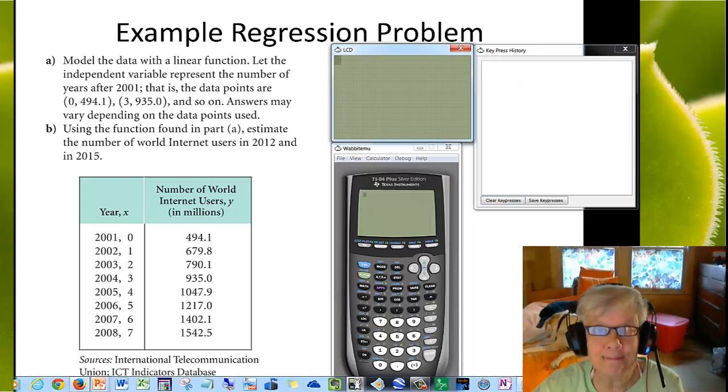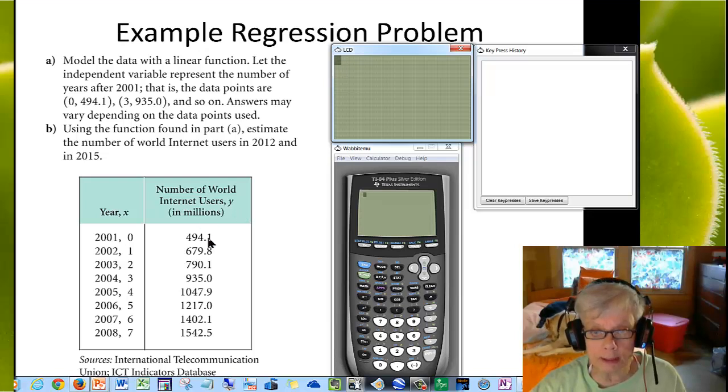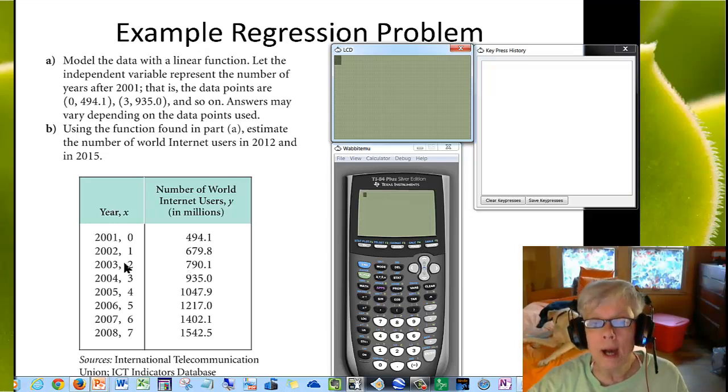Hi, I'm back. Okay, now this is what I'm going to do. What we just did, well, I'll tell you when we get there. You did something that was very necessary though. Okay, now notice how we're looking at this relationship, the number of world internet users, and the year. So in the millions, how many millions of internet users there were in 2001? How many millions in 2002? How many millions in 2003? Yeah, and so on and so forth.